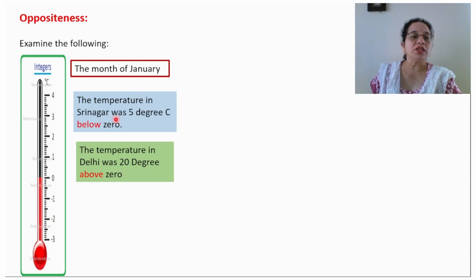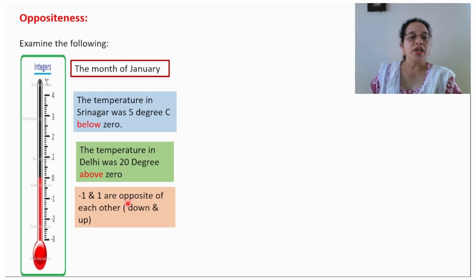So here you can see the two words, below and above. So this is the oppositeness. Below and above, these are the opposite words. So we can say that minus 1 and 1 are the opposite of each other. You can see that minus 1 is below the 0, 1 is above the 0. That's what I have written, down and up, below and above. These are the opposite words.